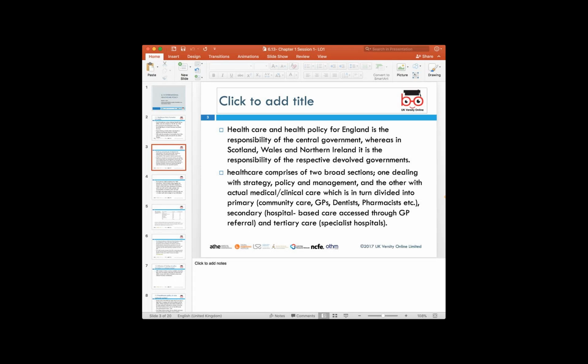healthcare policy. So healthcare and health policy for England is essentially the responsibility of the central government, or the ruling government, the ruling party essentially.